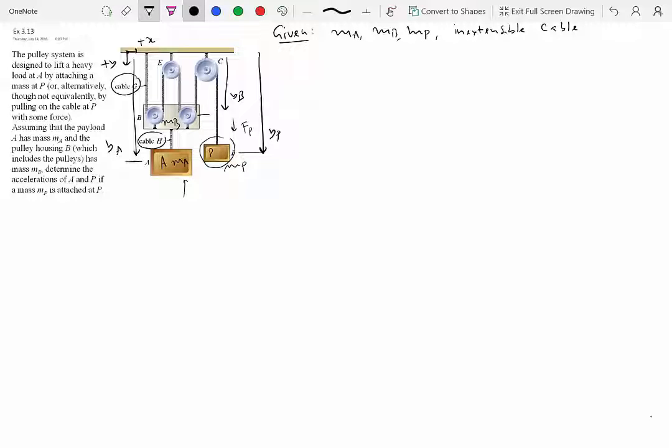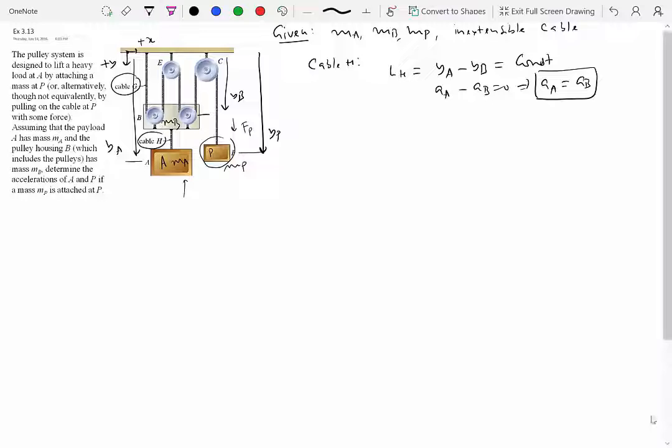All right, so we have two cables. So let's start by writing the length of each of those cables. So cable H has a length, let's say L sub H, and that is equal to YA minus YB, right? And that's constant. So we can differentiate it twice, and I will get acceleration of A minus acceleration of B equal to 0, which means acceleration of A is same as acceleration of B. And that's not surprising, right? Because A and B are kind of rigidly connected with each other if you assume cable H is inextensible.